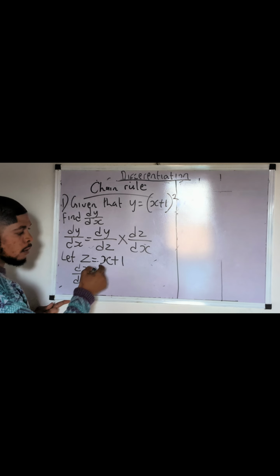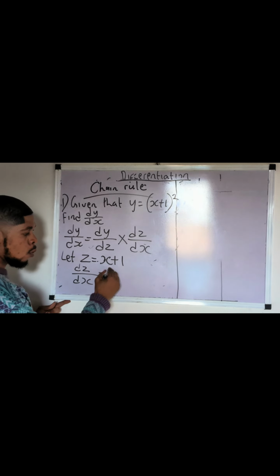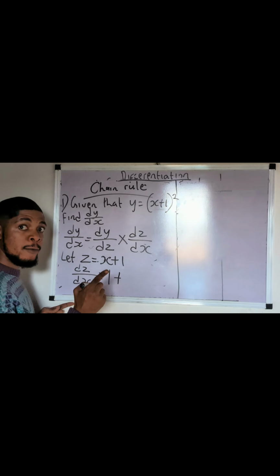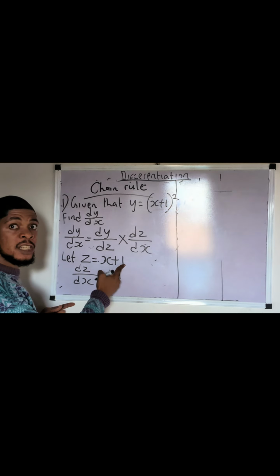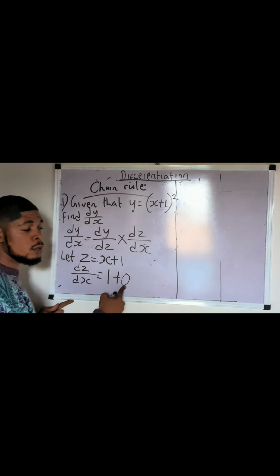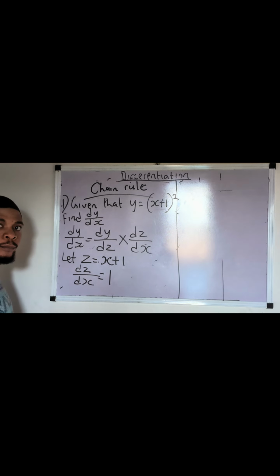Okay? Now, if you differentiate x, what are we getting? Our answer is going to be 1. Plus, if you differentiate a constant, remember from what I taught you guys, you differentiate a constant, you are getting 0. So 1 plus 0 is 1. So our answer here is 1. Okay? Now can we proceed?